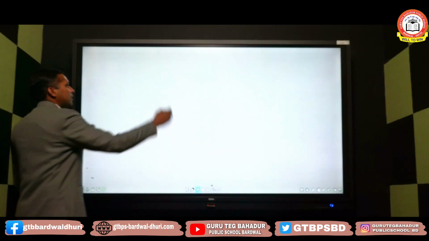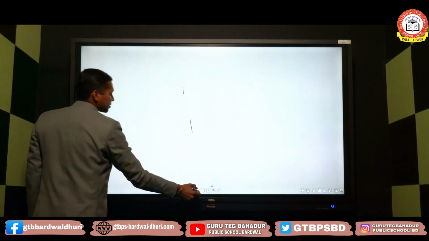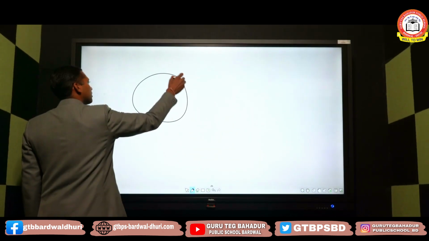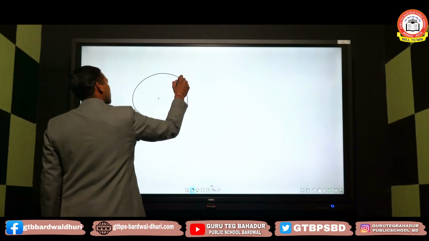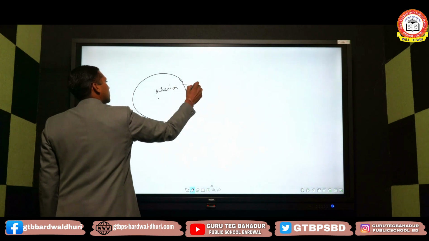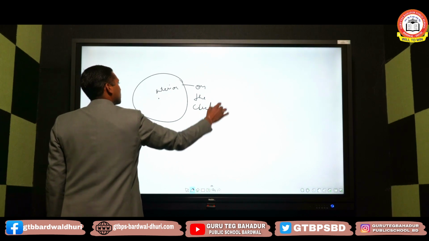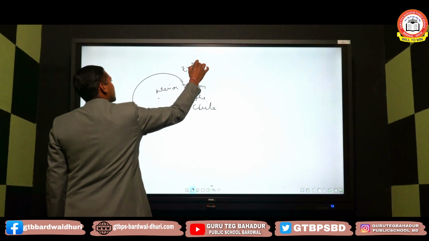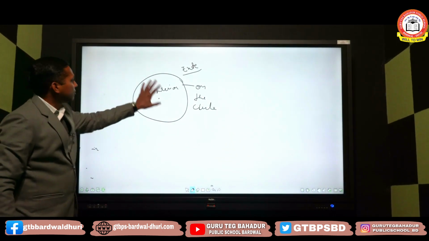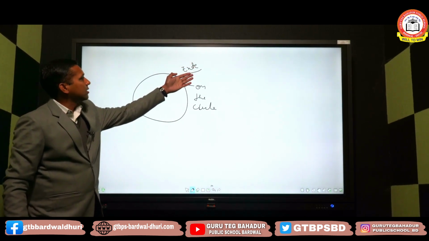A circle divides the plane into three parts. How? The interior part of the circle, on the circle, and the exterior part of the circle. So a circle divides the plane into three parts. Inside of a circle is known as the interior, on the circle, and outside the circle is the exterior.